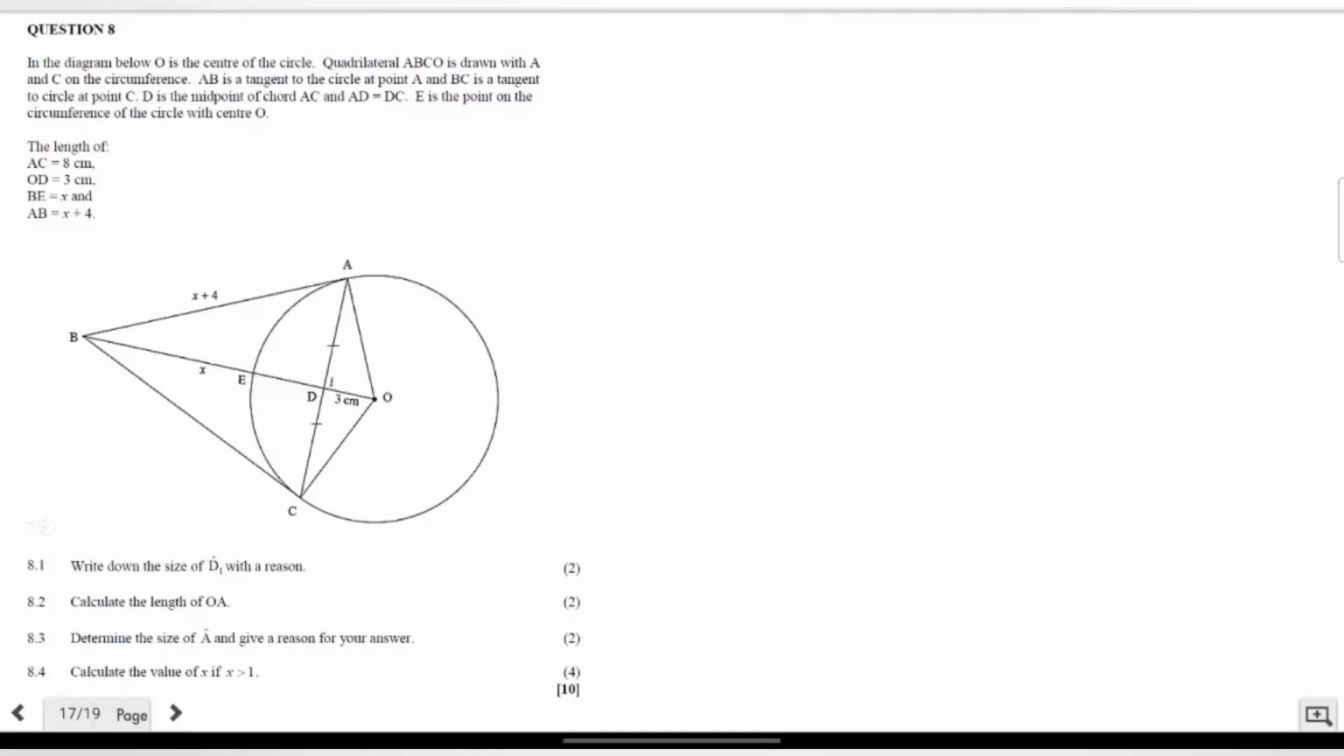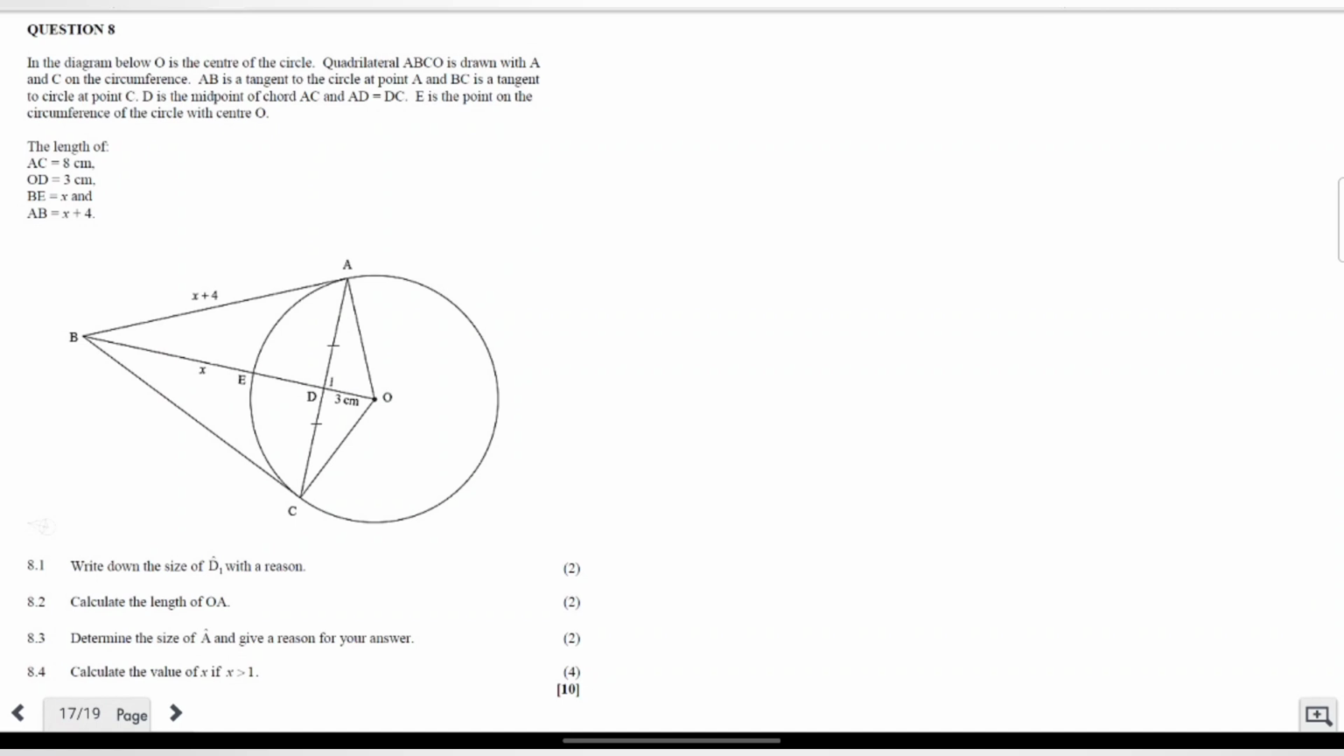Question 8. This one is the beginning of Euclidean geometry. Mainly circle geometry. Many theorems, around 7 or 8 theorems are there. You need to study. Out of those theorems, 3 of them are very important.